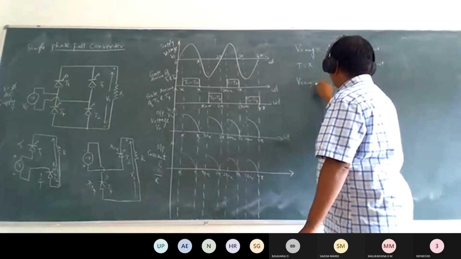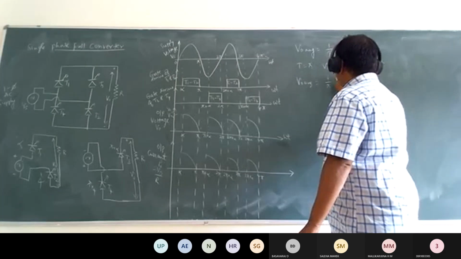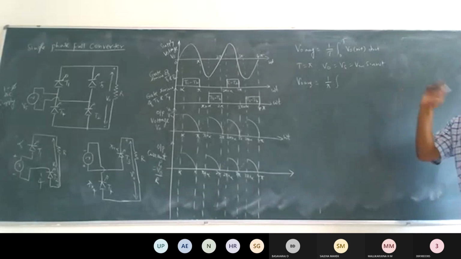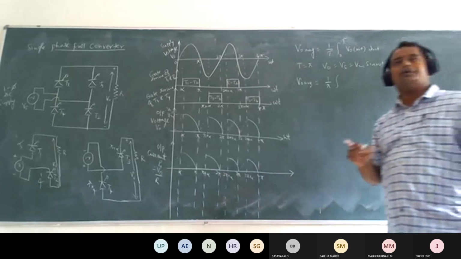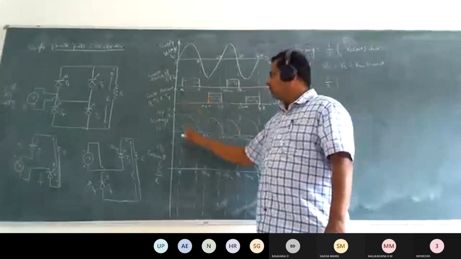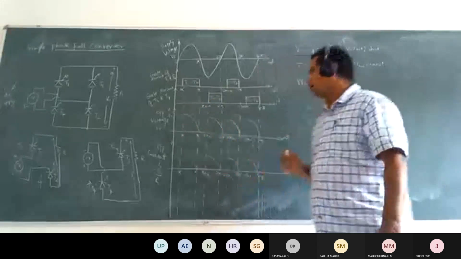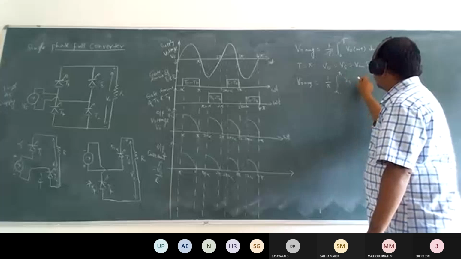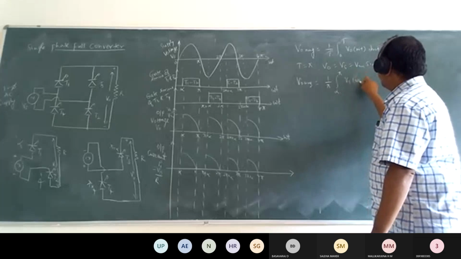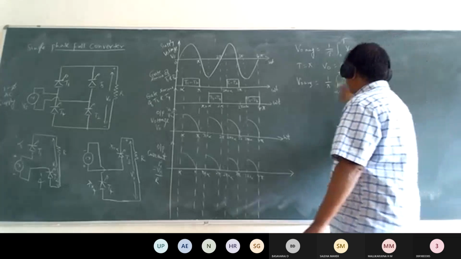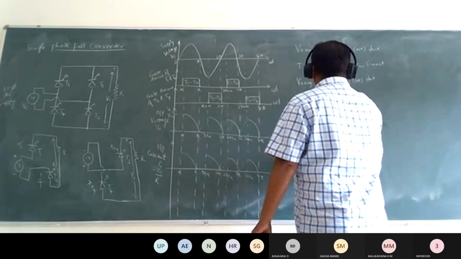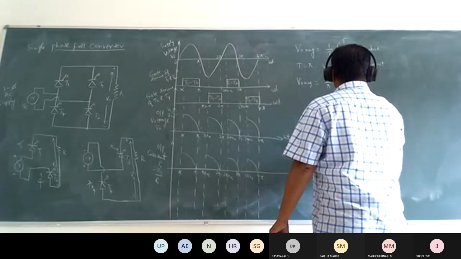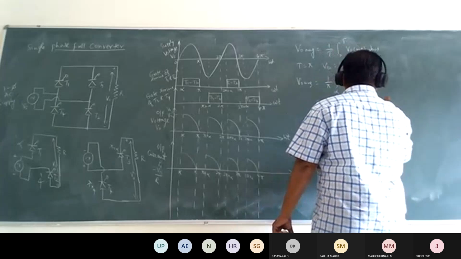Then V naught average is equal to 1 divided by pi integral. Now what are the limits here? We are considering only one half cycle. What is the total conduction angle of T1 and T2? That is from alpha to pi, right? That's why we are representing the limits from alpha to pi. This is Vs of omega t d omega t. Similarly, 1 divided by pi integral from alpha to pi, Vs is Vm sine of omega t d omega t.